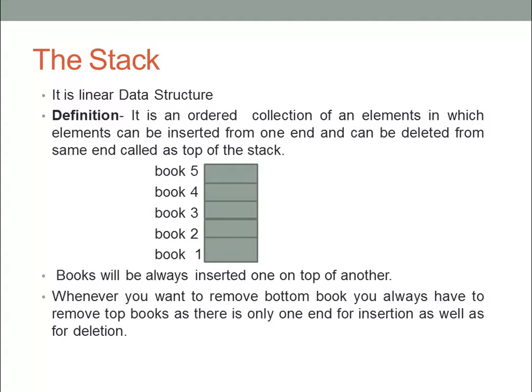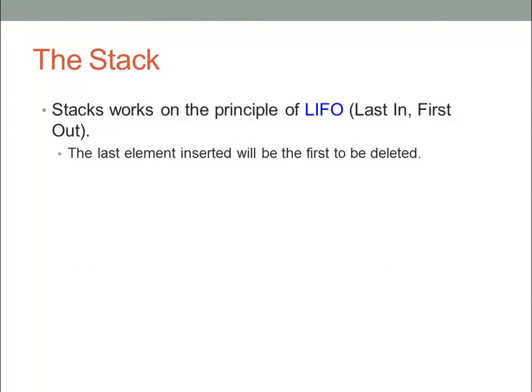According to the principle of a stack, or the working principle of the stack, whichever element you have inserted at the last will be the first element which will go out. Okay, so which element or which book you have inserted at the last? You have inserted at the last book number 5. So book number 5 will be the first element or the first book that will get deleted or that will get removed from your list. Getting it? So this is called as the last in first out concept of the stack, right?